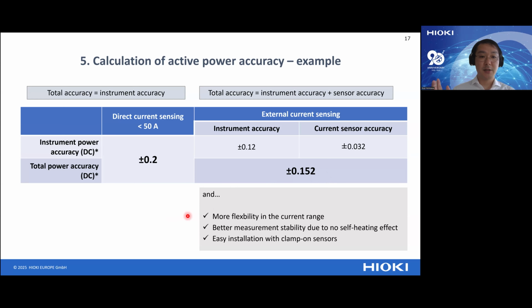So aside from accuracy, external current sensors also offer some practical benefits. The flexibility across a wide current rating: we can offer from a 2 ampere rating current sensor to 2000 amperes. And the stability, since there's no self-heating. And the easy installation: by using the clamp sensors, you can measure the current without disconnecting the wires.